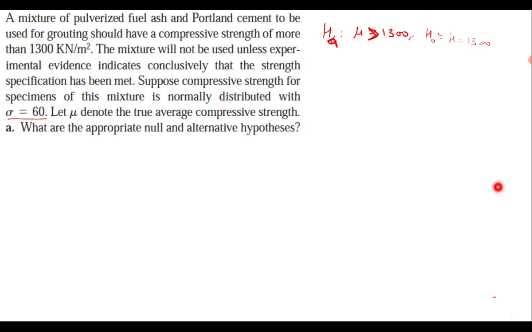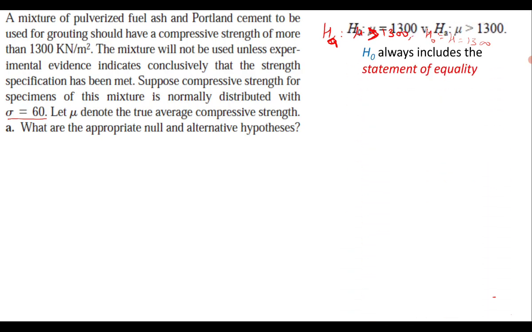Now the next part asks, yeah, this is one observation: H naught always includes the statement of equality. So in HA you do not use the equal to sign, it is only used in H naught. So H naught can be either mu less than or equal to 1300 or mu equal to 1300. It cannot be strictly less than. The assumption is that it is 1300 when we use it, but research shows that it should be greater than 1300.